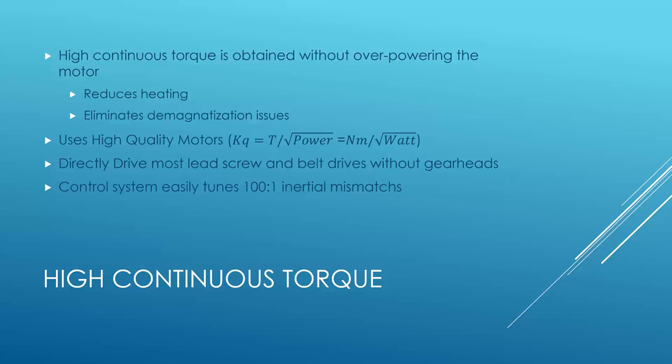So we can directly drive most lead screws and belt drives without gear heads, which is a whole other cost. It's a volume in your setup. And it's something that wears out and starts getting sloppy and causes tuning to degrade in a lot of systems. Just one more thing to fail. We also easily tune 100 to 1 inertial mismatches. And I'll show you an example later that's at 3,000 to 1. Out of the box, they will run basically open shaft to about 5 times rotor inertia without having to retune. About 90 to 95% of the axes we have out there are using the out-of-the-box tuning.